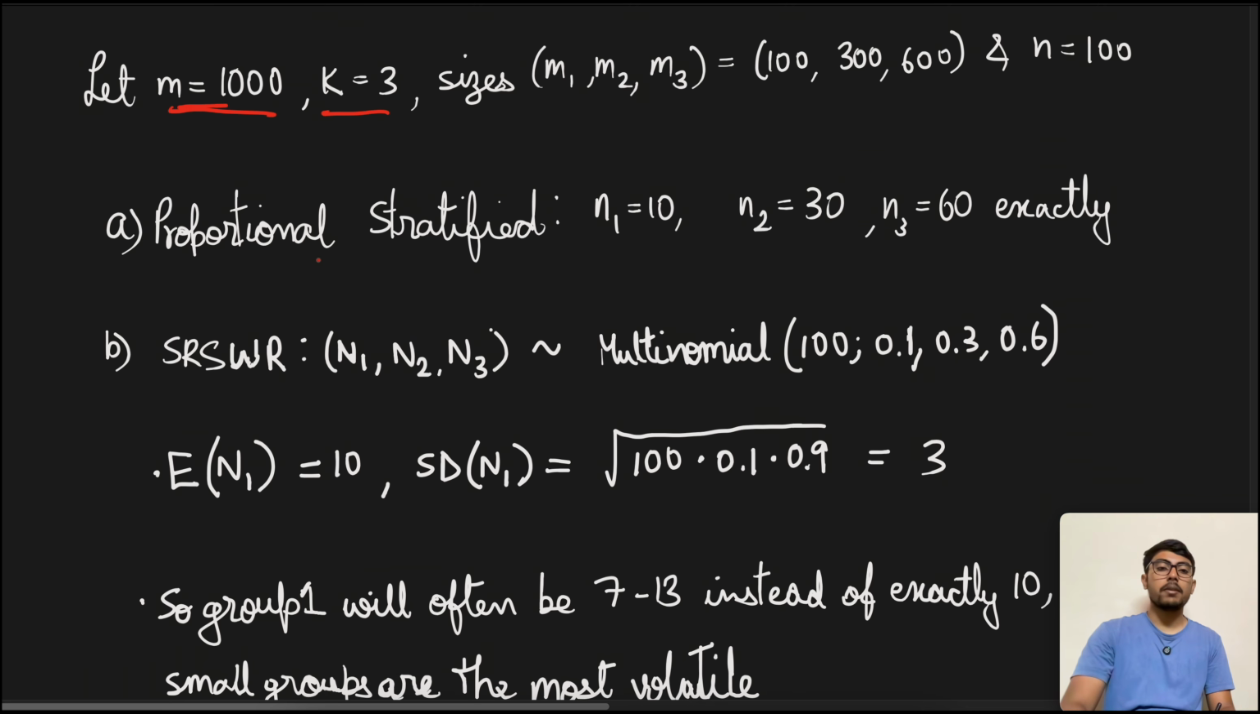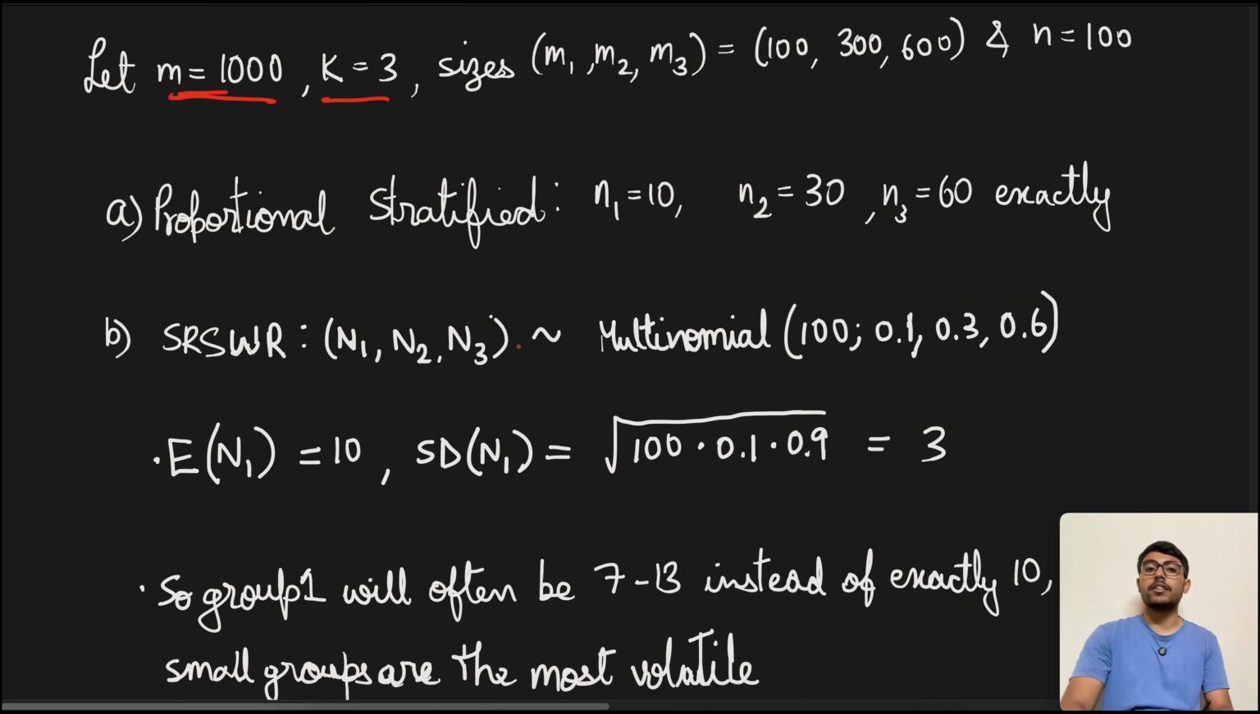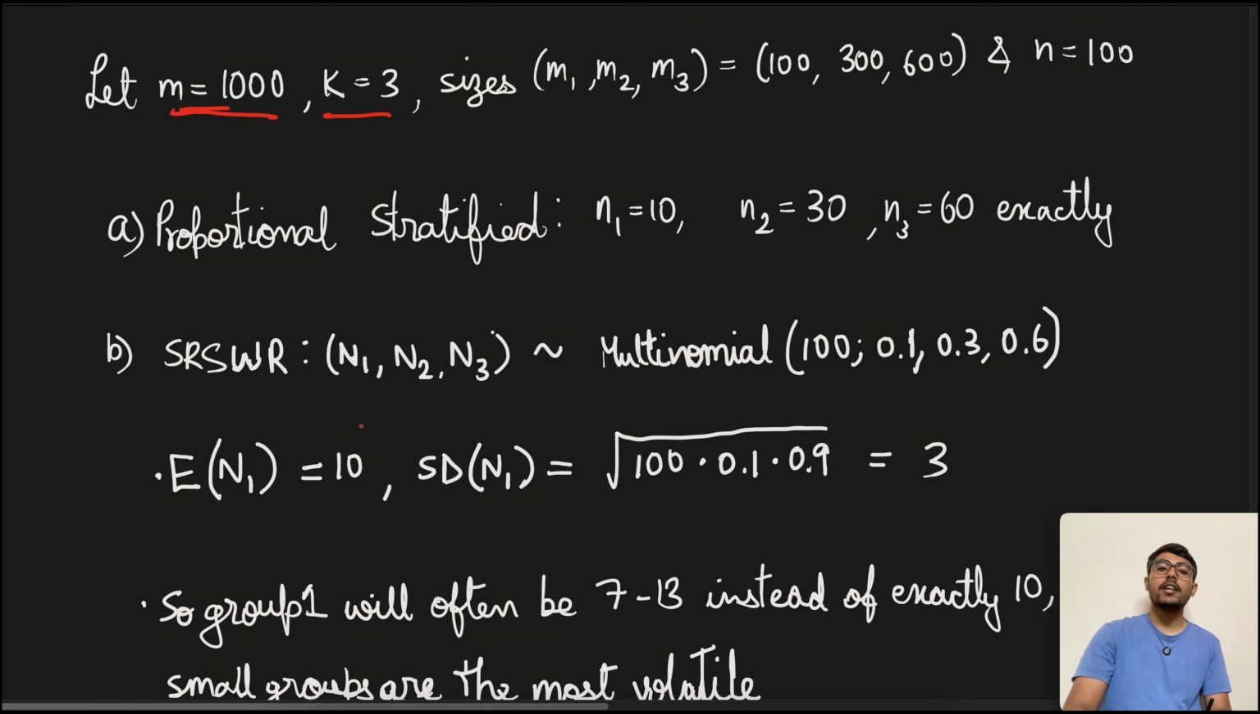For the simple random sampling, we have n1, n2, n3, which is going to be multinomial of 100 and 0.1, 0.3 and 0.6, right? So in that case, the mean of n1 would be 10, right, which is n times mi over m. Now it can fluctuate with the standard deviation of n1, which is the square root of 100 times 0.1 times 0.9, as we saw in the formula above. I am just putting in the values, which comes down to be 3.